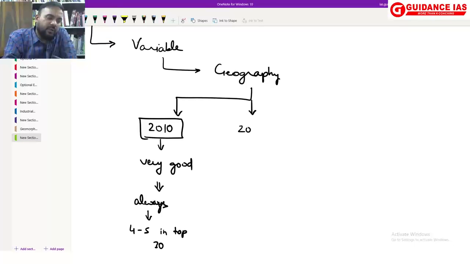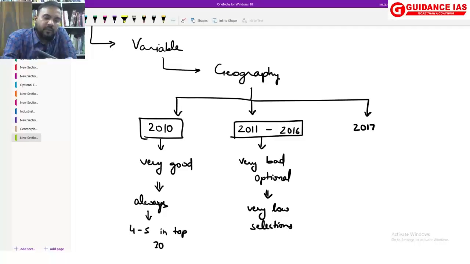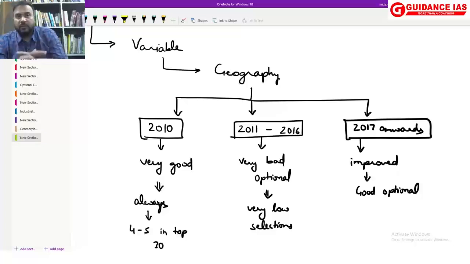Then we come to a paradigm beyond 2011, and I would say that this continued till somewhere around 2016. A period came when geography became a very bad option. And during this period, there were very low selections. Then from 2017 onwards, what has happened? Geography has improved and it has become a good optional. So every year there are toppers coming from here, up to rank 3, up to rank 5, and in the top 50 at least 5 are there.